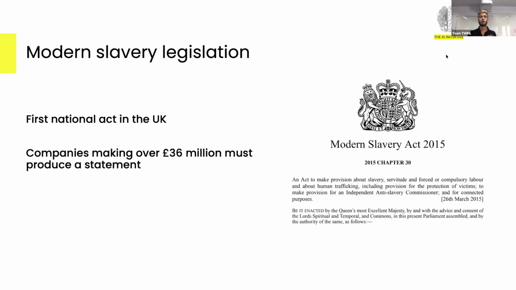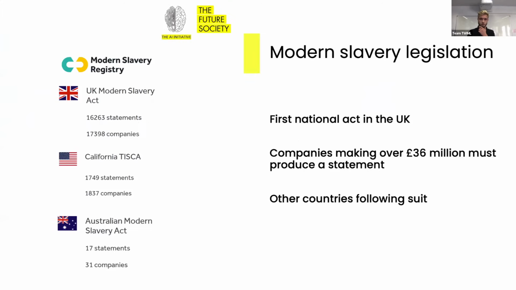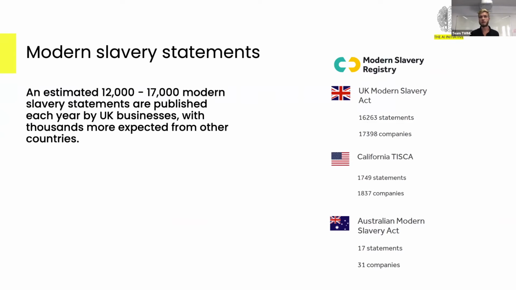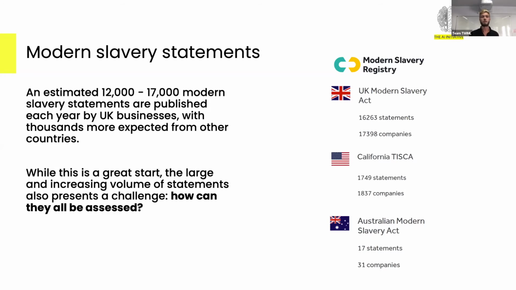However, the advocacy continues. Governments are coming up with increasingly specific requirements, and many other countries such as California, Australia, and the EU have similar legislation, with more countries expected to follow in the coming years. As an increasing number of countries are legislating against modern slavery, the number of statements published each year will only increase. Currently we have an estimated 12 to 17,000 modern slavery statements published each year by UK businesses. And as said, lots of them will follow.